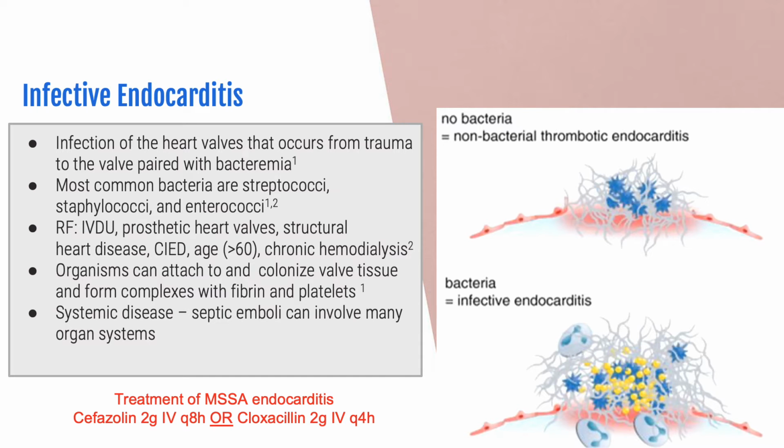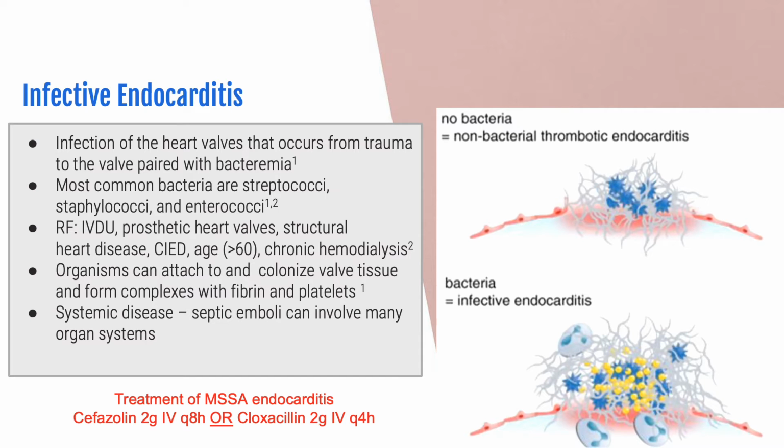So let's do a quick overview of infective endocarditis. It's an infection of the heart valves that occurs from trauma to the valve paired with bacteremia. The most common bacteria involved are streptococci, staphylococci, and enterococci. Risk factors include IV drug use, prosthetic heart valves, structural heart disease, having a cardiovascular implantable electronic device, age over 60, and hemodialysis.